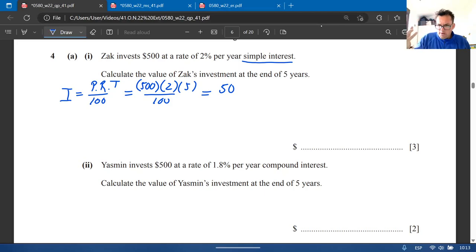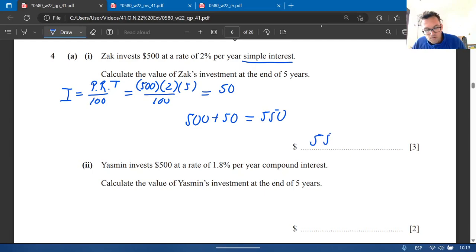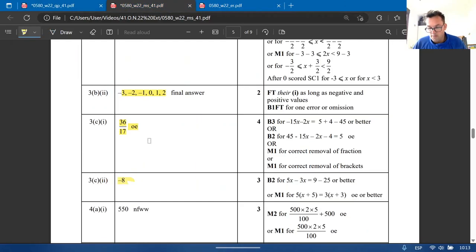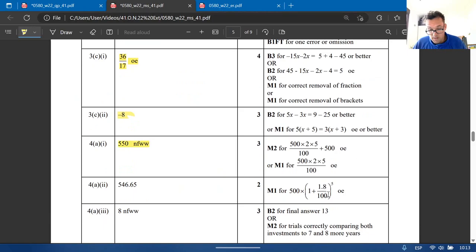Be very careful here. It says calculate the value of Zach's investment. We only worked out the interest. The value of his investment is how much money he has in the bank now. So that's the principal, the original amount he put in, plus the interest the bank gives him. So the value of his investment is now 550. So we have to add that together, otherwise it's wrong working. Okay.